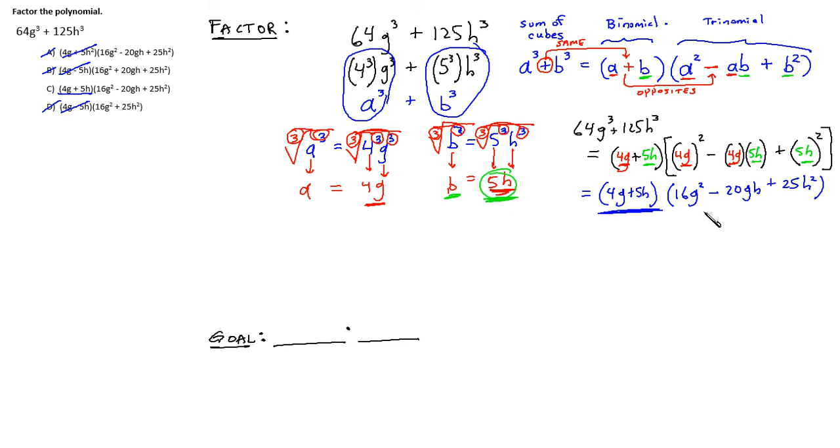Now, let's make sure we have the rest of it. 16g squared in the trinomial. 16g squared minus 20gh. And we have back up here minus 20gh in the middle of this guy. And plus 25h squared. Plus 25h squared. The proper response for this problem, if it was on a midterm or an exam or a final exam or test, is C.